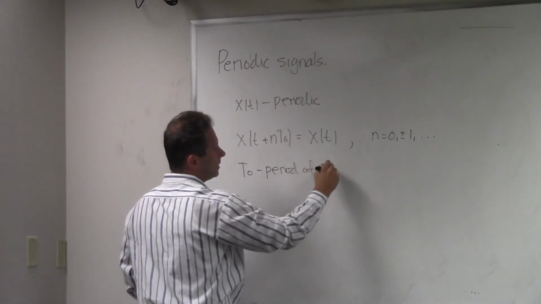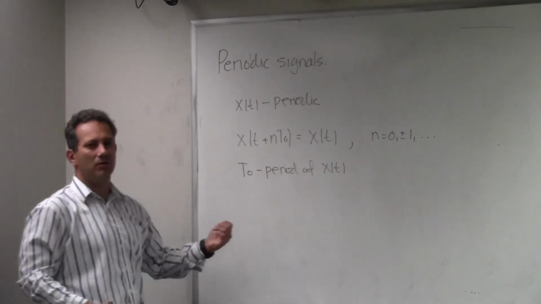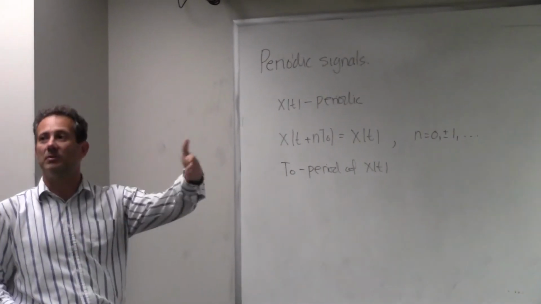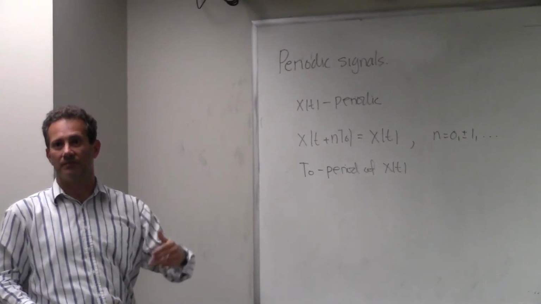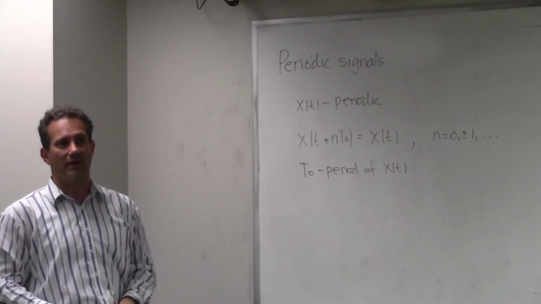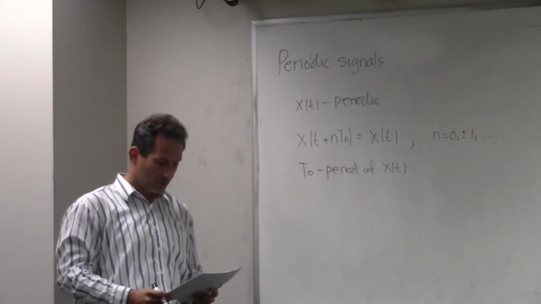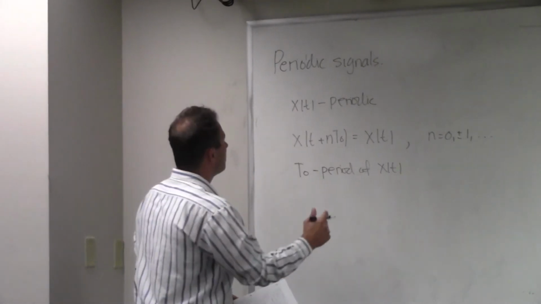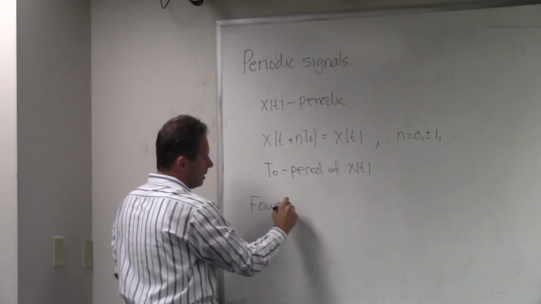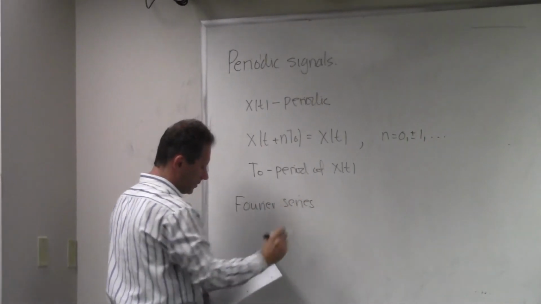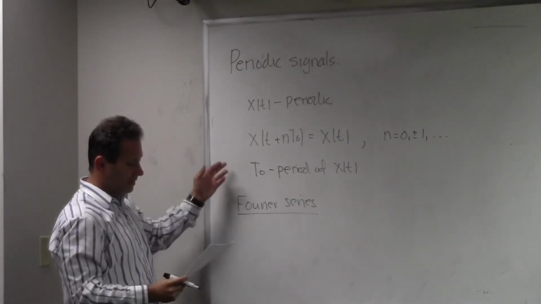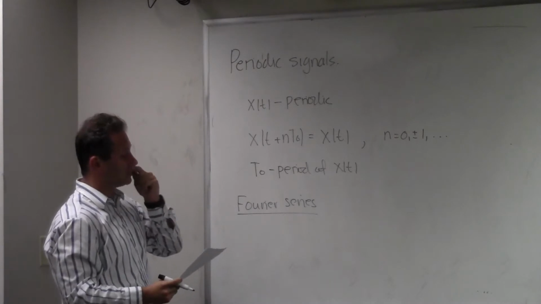of x of t. That's mathematically what it is. When we try to describe it in a less formal way, the signal repeats itself after some t0. If you look at the interval t0 on the signal, it goes through the same values for every point on the signal. Now, if I have a signal that has these properties, what does Fourier series tell me? It tells me that every signal that is periodic can be decomposed into a series that has the following form.